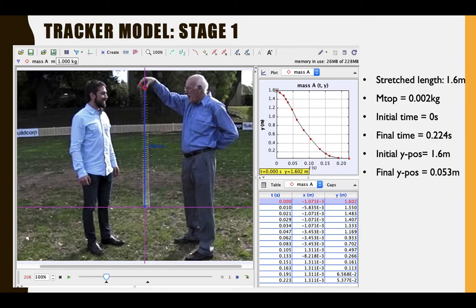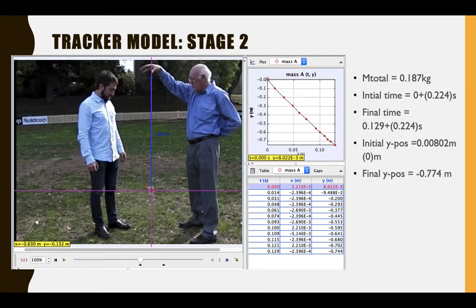The stretched length, which is also the initial position, is 1.6 meters, because I choose the bottom part as the origin. The final Y position is 0.0453 meters. The time passed is 0.224 seconds.